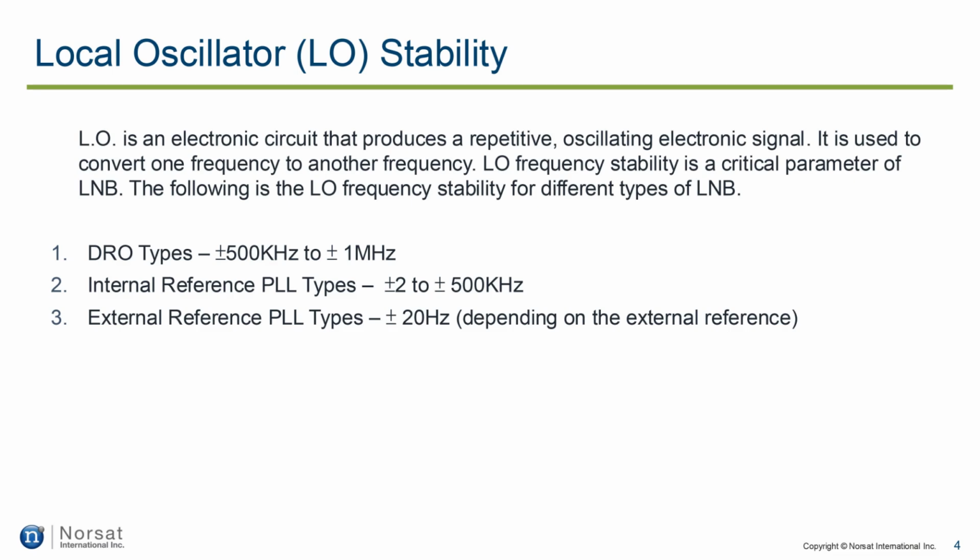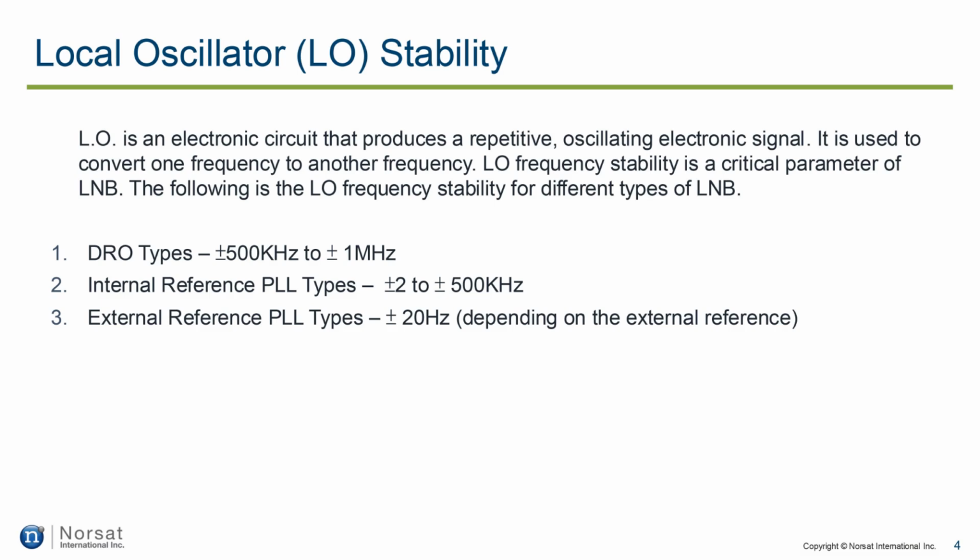The LO stability for internal reference PLL types can go from 2 to 500 kHz. External reference PLL types depend on the external reference that is supplied, but can go as low as 20 Hz. As you can see, the external reference PLL type has the most accurate frequency downconversion amongst them, but it depends on the reference that is supplied. However, the choice of the LO stability for an LNB depends on the signal bandwidth that is received.